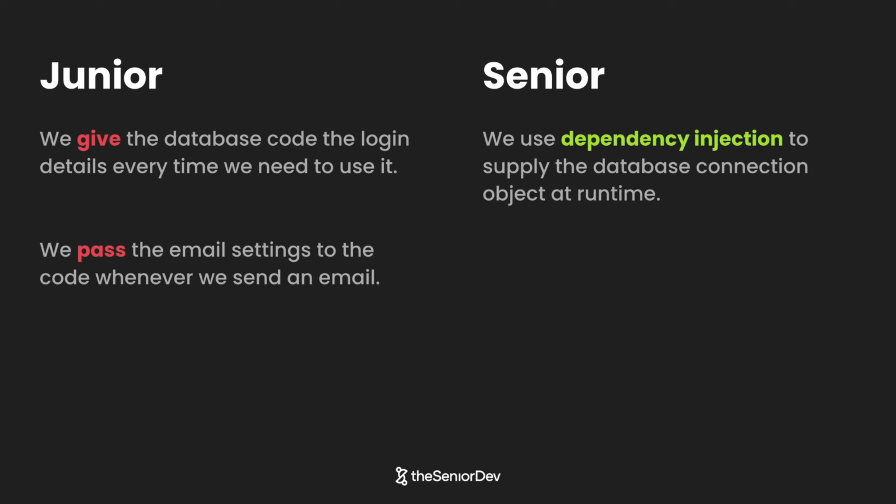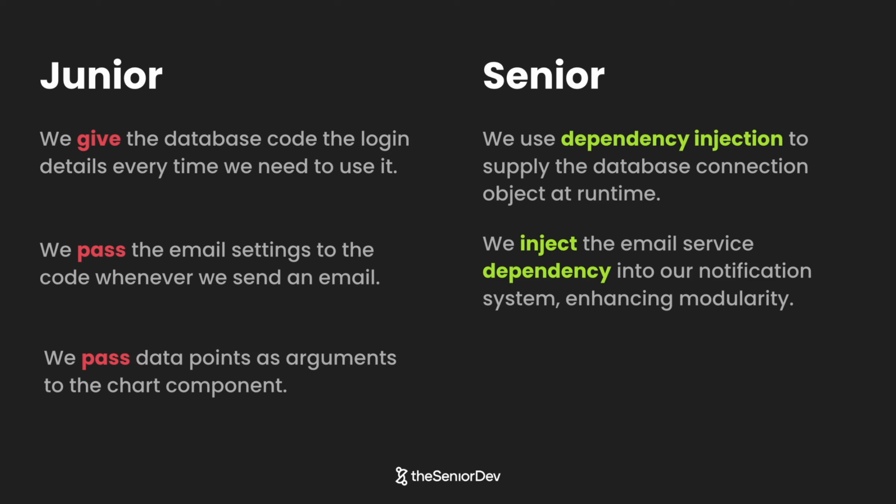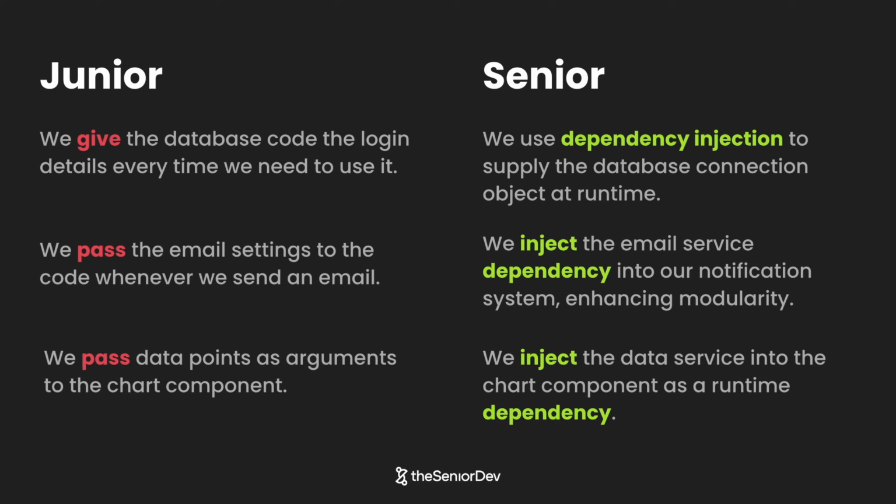A junior would say that we pass email settings whenever we want to send an email, for example. And a senior would say that we inject the email service as a dependency in our notification system. A junior would say we pass data points as arguments to a chart, whereas a senior would say we inject the data service into the chart component as a runtime dependency.